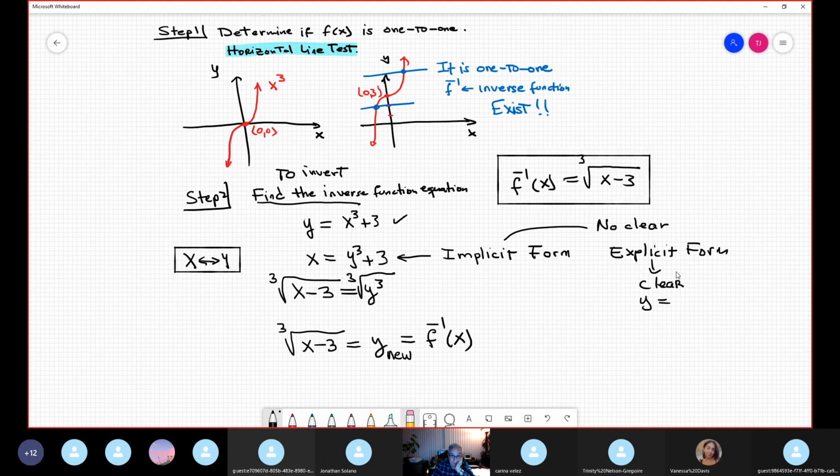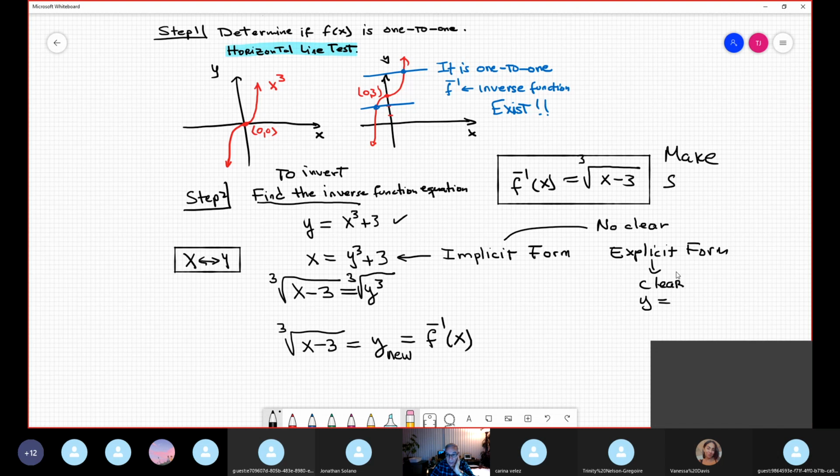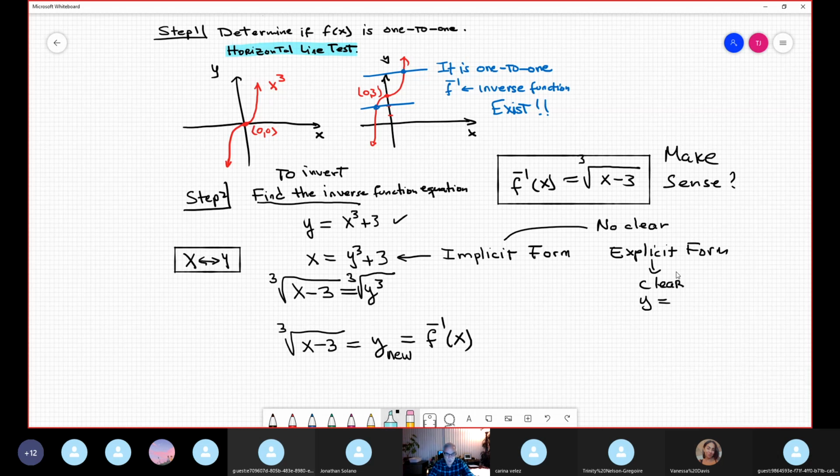Of course, we don't finish. We have more steps. We have 5 steps. Does it make sense or not? Yes. Emily said yes. Because remember, inverse is opposite. In the original function, first of all, we raise to the cubic power and add 3. And we are doing the complete inverse operation, subtracting 3 and finding the cubic root.